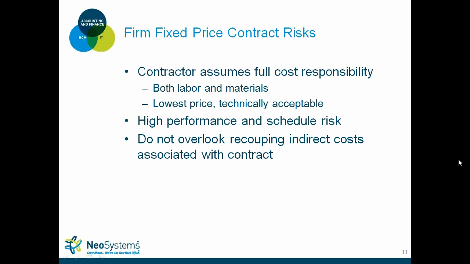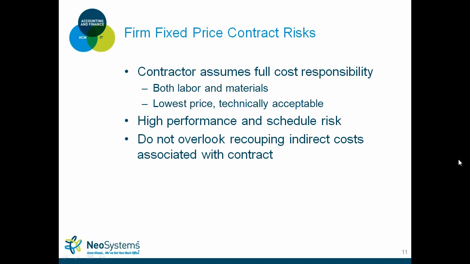So what are the risks? Some of the risks for these types of contracts is that you as a contractor assume full cost responsibility. So if you bid $100,000, you need to ensure that your labor and materials are all going to fall under that specific funding value. Obviously, the closer you get to that ceiling, the less profit you make, and ultimately, if you go over that ceiling of $100,000, then you're working pretty much at a loss.